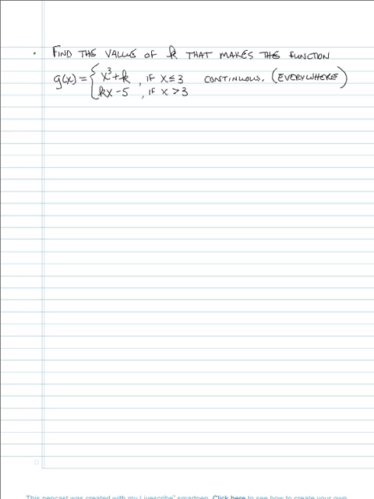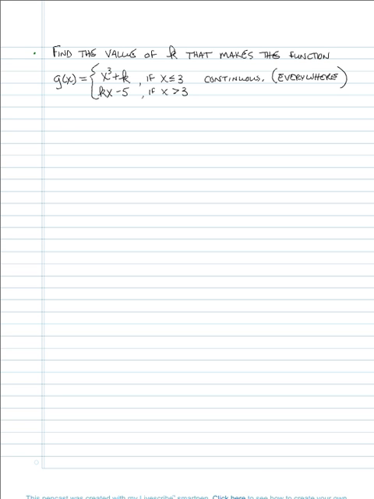Now, remember, there's going to be some number, like a 5 or a 2 or a 1/2, where it will read x cubed plus 5 or 5x minus 5, or x cubed plus 1/2 or 1/2 x minus 5. So we're looking for that special number that makes this function continuous everywhere.